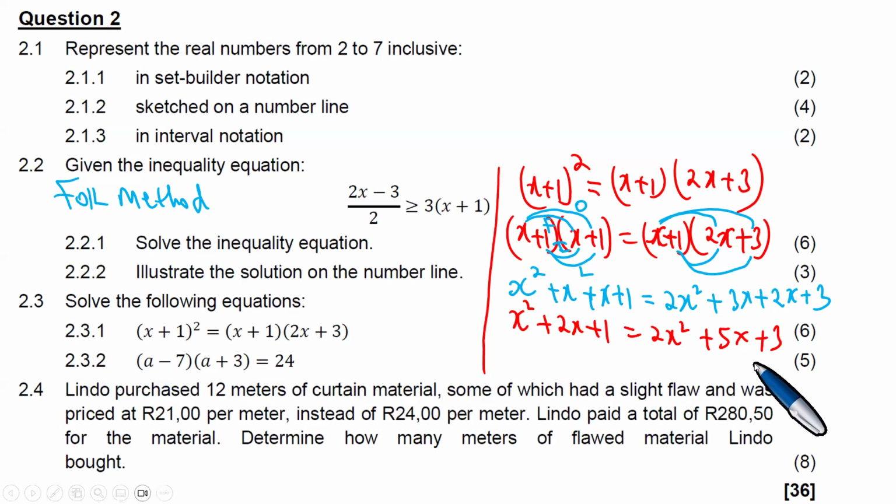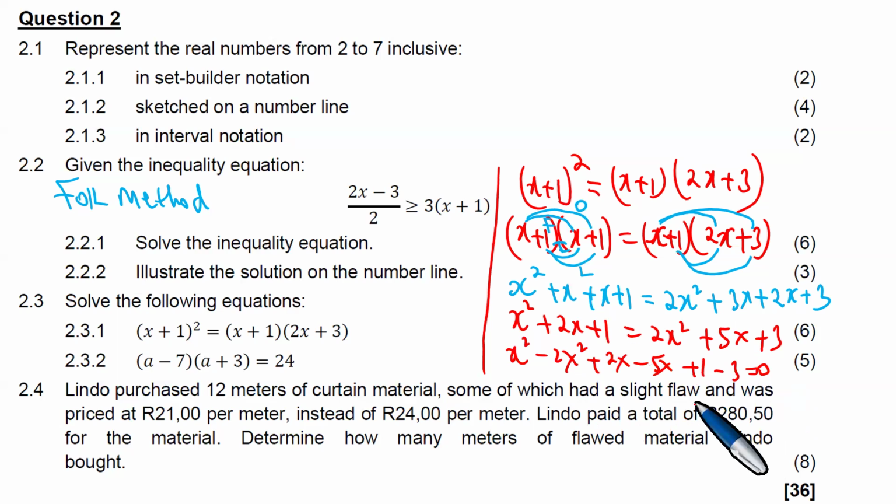Now we collect like terms, so we group like terms and move everything to the other side. So we have this one here, minus 5x minus 3 equals 0. So we move the 2x squared to the other side. The 2x is there, we move the 5x. The 1 is there, we move the 3.